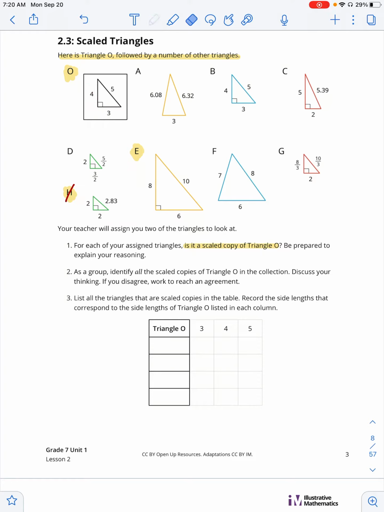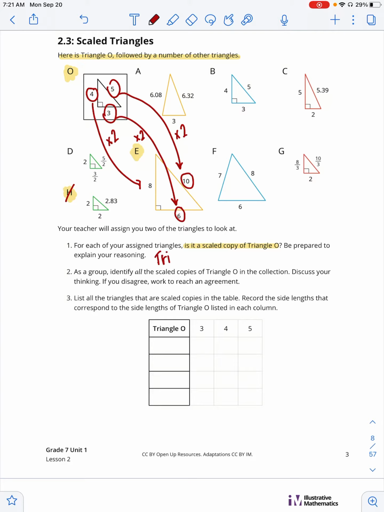E. That you can multiply 4 times 2 to get 8. To get 10. Multiply each side by the same thing. Right? Triangle E.